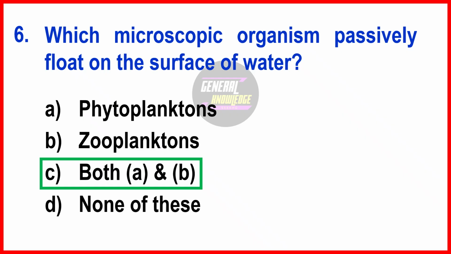This includes both phytoplanktons, which are plant-like and use photosynthesis, and zooplanktons, which are animal-like and consume other planktons. Planktons are characterized by their inability to swim against water currents and are therefore carried along by the movement of the water. They are a vital food source for many aquatic animals.